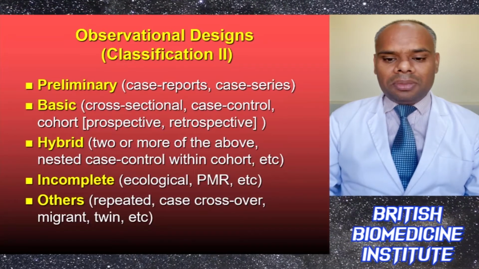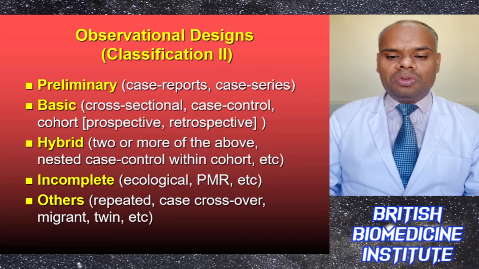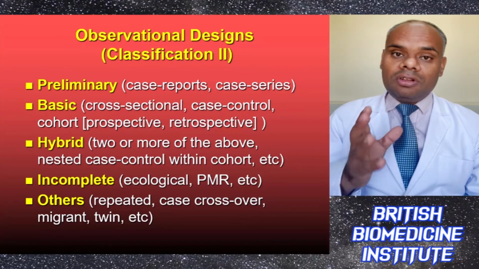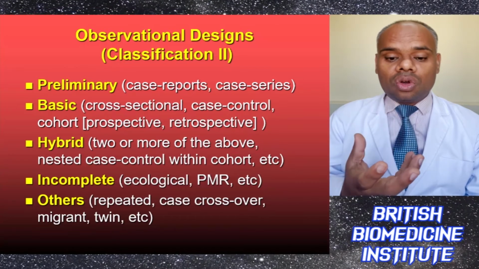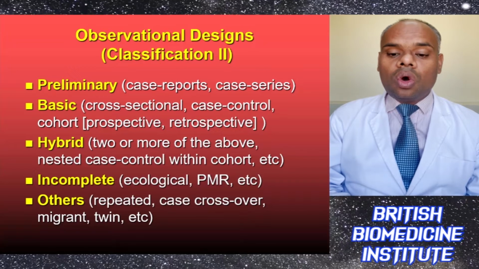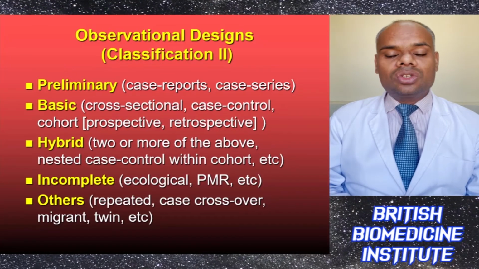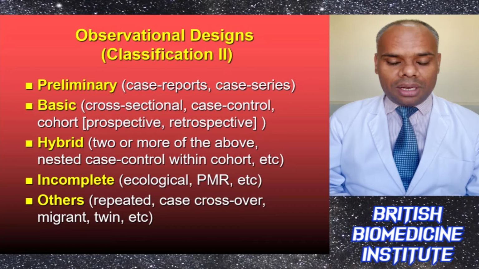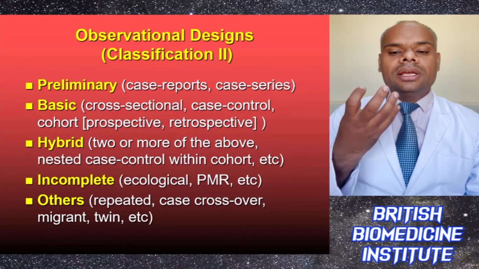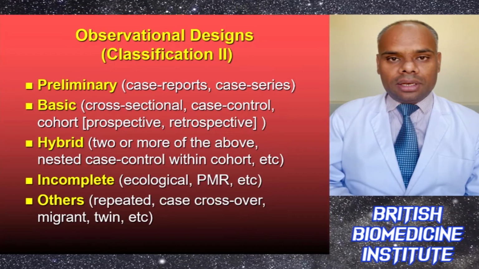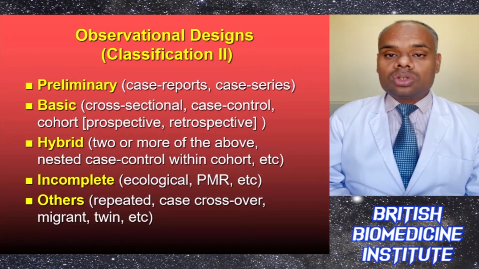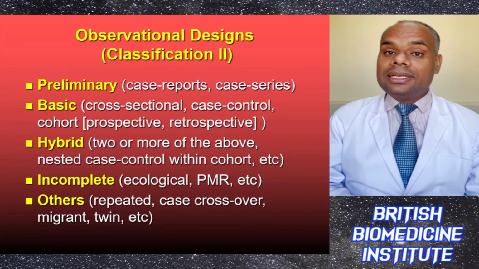Under preliminary designs, we can get data from case reports and case series, whereas the basic designs are cross-sectional, case control, and cohort, like prospective and retrospective. Hybrid models are two or more of the above, such as nested case control within the cohort. In the incomplete designs, ecological or PMR designs are used, and in others we can use repeated case, crossover, migrant or twin designs, etc.